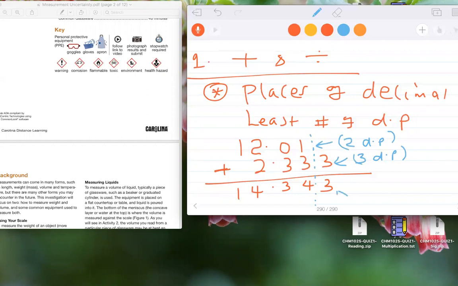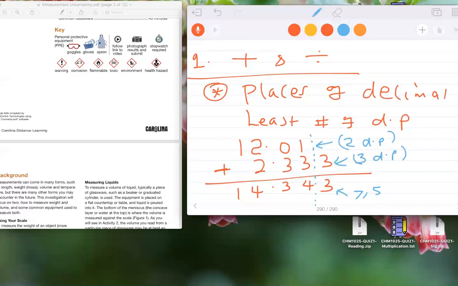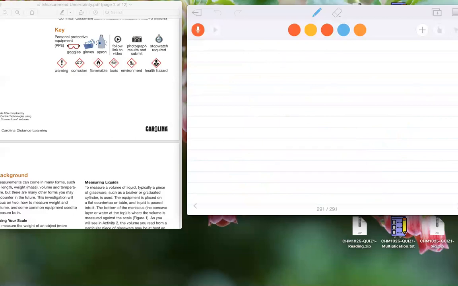If this digit is greater than or equal to 5, we increase the preceding number by 1. Otherwise, we just drop the non-significant digits, whatever is coming in there. So this will be 14.34, and of course you have to include the units.